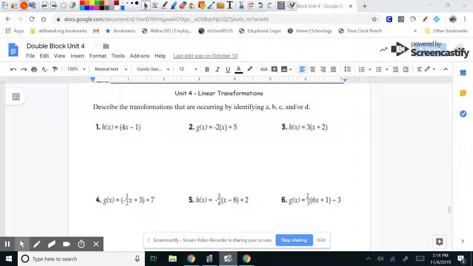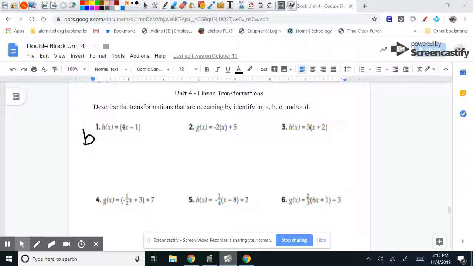Okay, so I'm probably going to have to take 2 videos to do each page, but here's the first one. It says describe the transformations that are occurring by identifying the A, the B, the C, or the D. So you need to use the yellow sheet of paper that we did in class today and figure out where it's located. So on the first one, everything is inside the parentheses. So that means if I see the front paper of my yellow paper that I have today, the letters that are inside the parentheses are the B and the C.